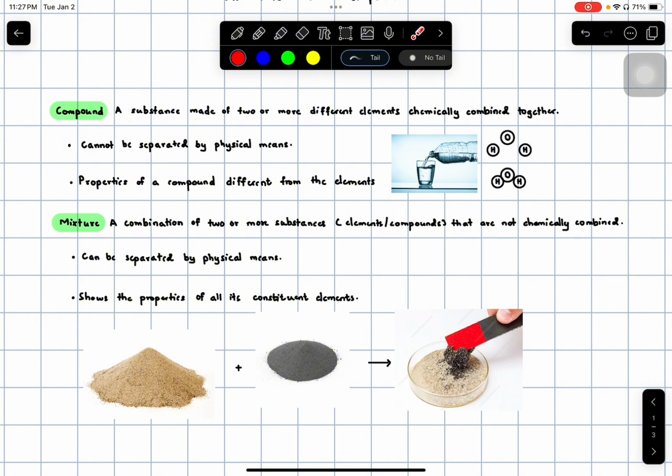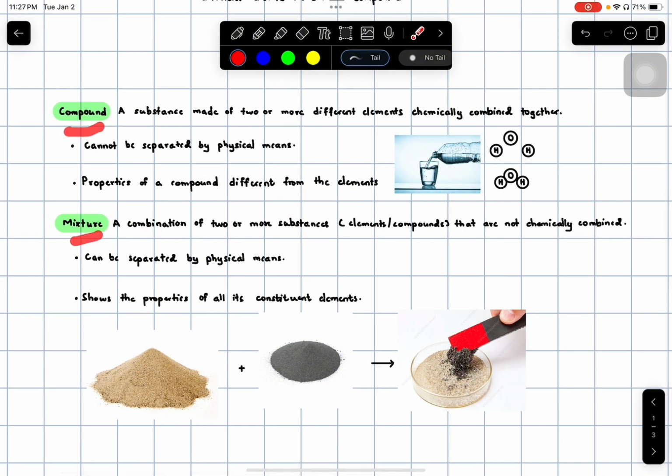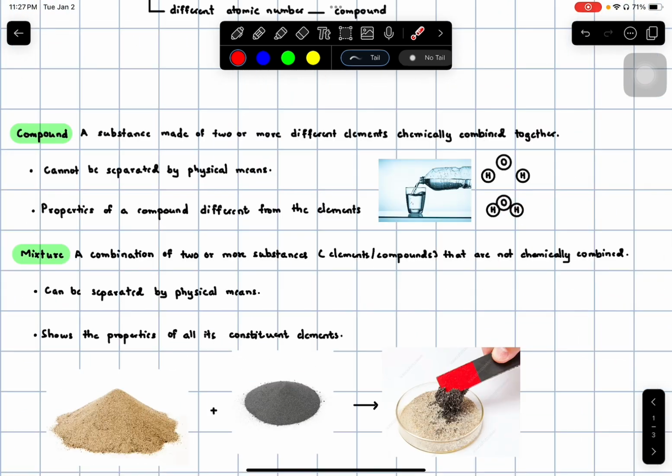Now let's talk about one of the confusing topics. What is the difference between a compound and a mixture? A compound is defined as a substance which is made of two or more different elements chemically combined together. What does it mean? Now we have a cup of water here, which consists of water molecules, which are chemically combined like this. Water is a compound because the water molecules cannot be separated by physical means.